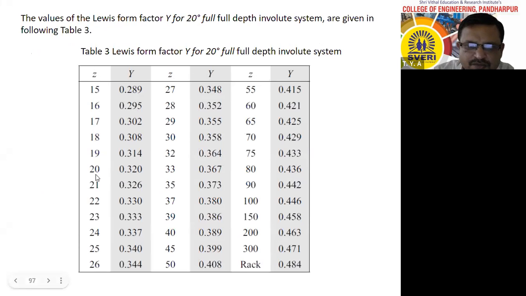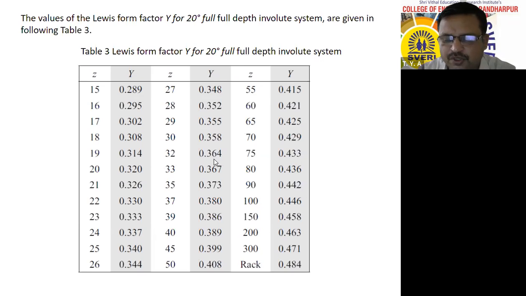Therefore, for 20 number of teeth, the value of Y is 0.320. For 40 number of teeth, 0.389. For 70 number of teeth, 0.429. For 90 number of teeth, 0.442. For 32 number of teeth, 0.364.